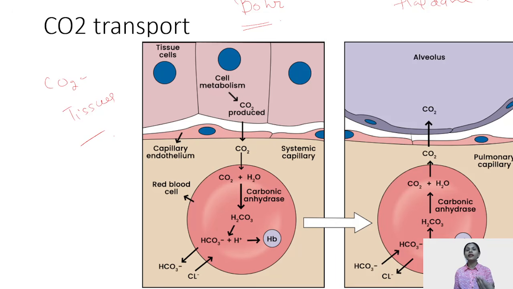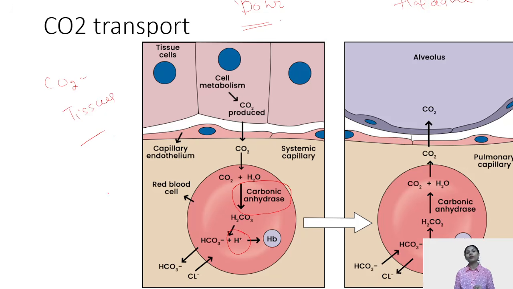As soon as it enters RBCs, we have water in this. With the help of one enzyme, carbonic anhydrase, it gets converted into H2CO3. The oxygenated hemoglobin present at the level of the tissues, because of the presence of H positive ions, undergoes a rightward shift of the oxyhemoglobin dissociation curve.